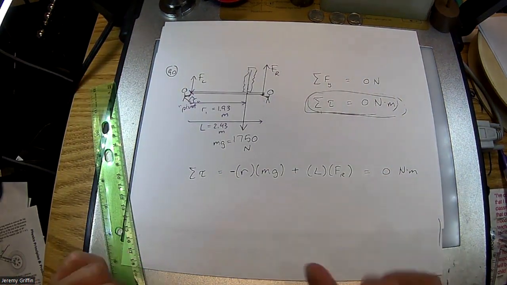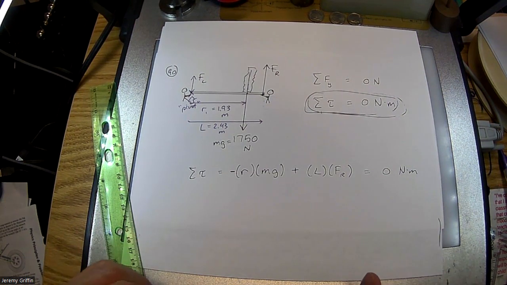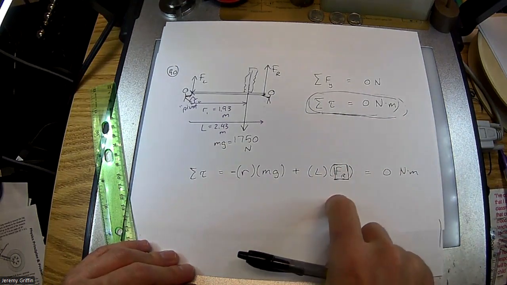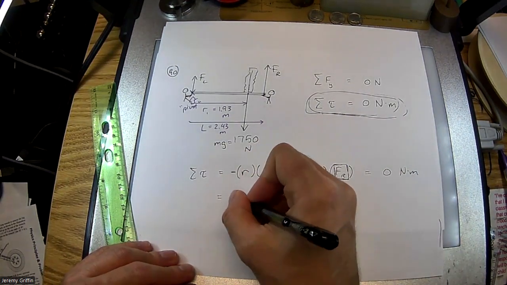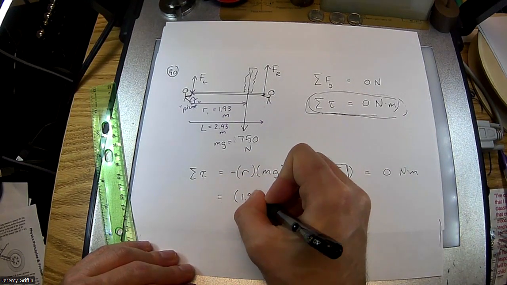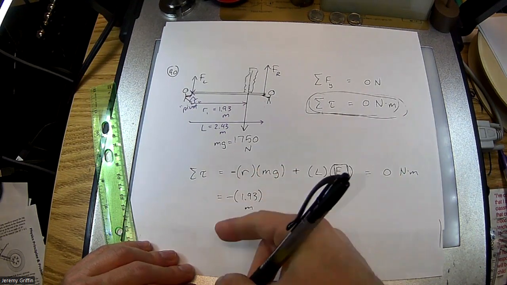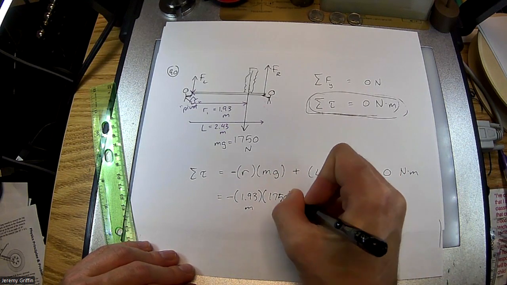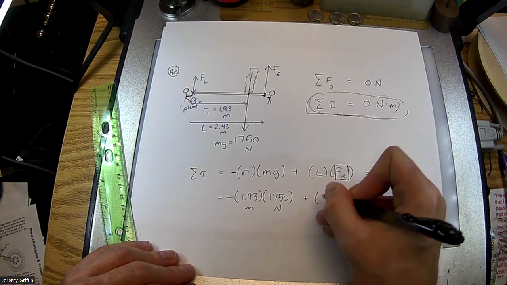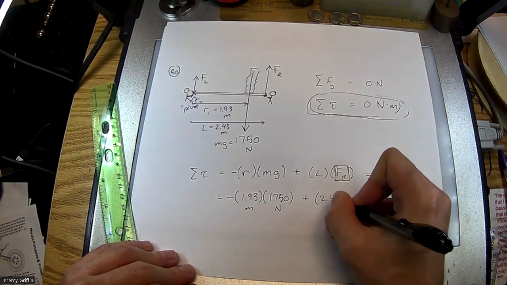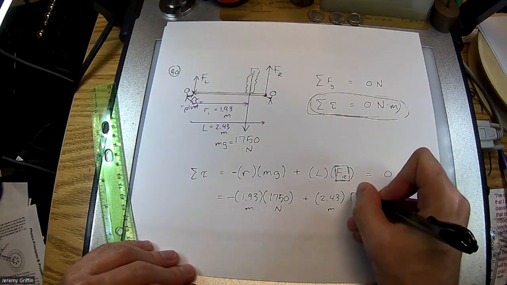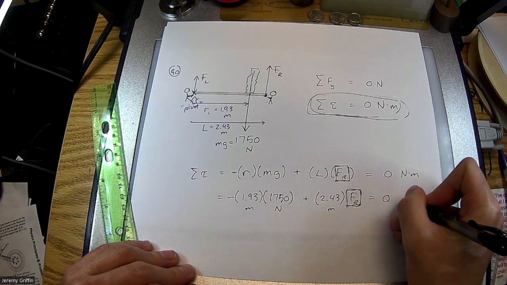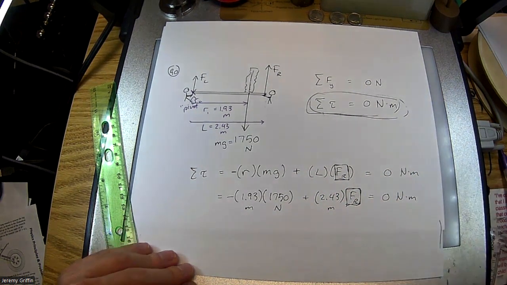Because once you get that set up, you're probably pretty good to go. You can just plug numbers in and solve for the force on the right side. So let's do it. Let's go 1.93 meters. This is the negative torque, clockwise torque. The weight of this thing is 1750 newtons. Then plus the full length, that's 2.43 meters, times this guy, force on the right, holding up. This all zeroes out, 0 Newton meters. Just like that.